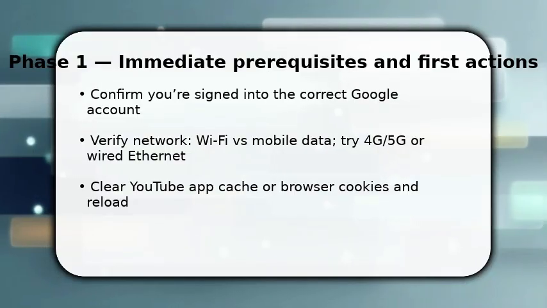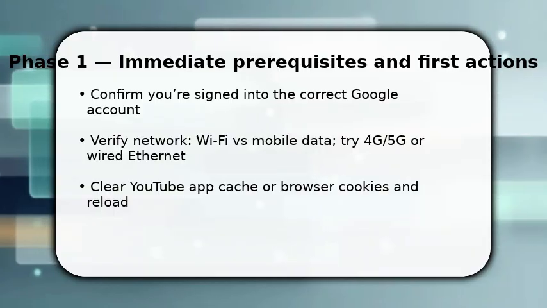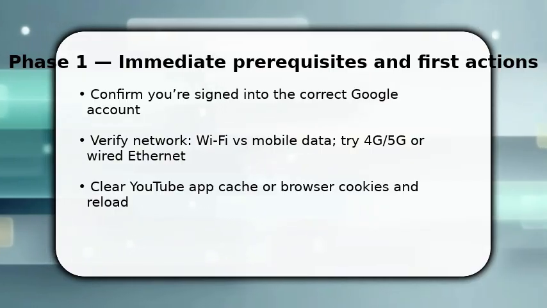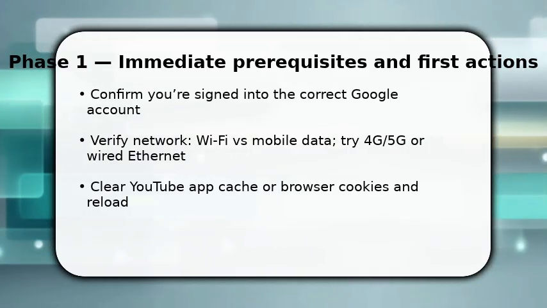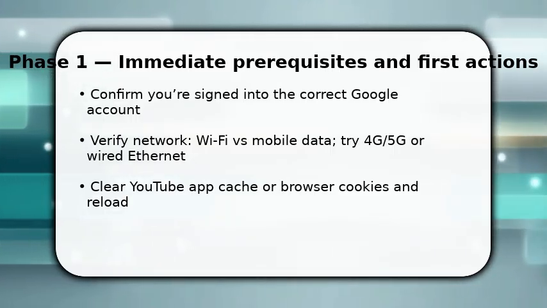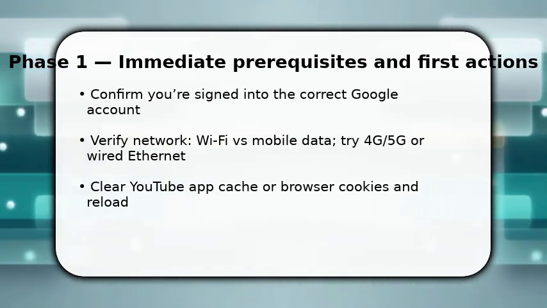You start by confirming your account and connection. This fixes many access restrictions. Sign out and sign back into the exact Google account that owns the content, then test another network like mobile data or a wired connection to rule out ISP blocks. Once done, clear the YouTube app cache or browser cookies, then hard refresh the page. These steps remove corrupted session data and often restore playback immediately, so do them before trying more invasive fixes.